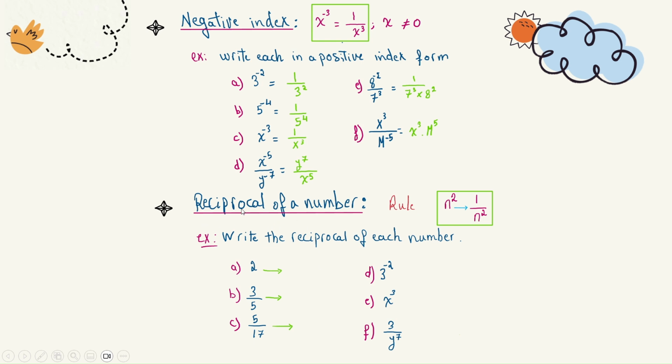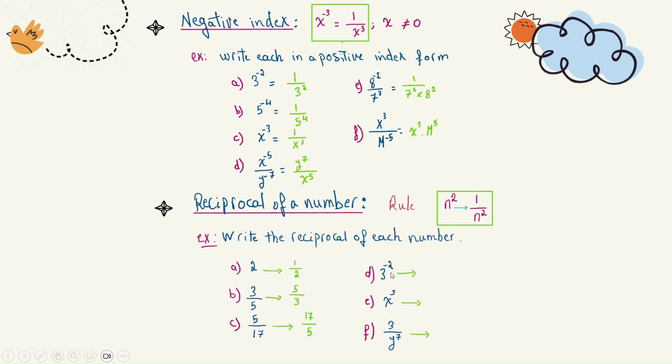We never touch the sign when we find the reciprocal. Again, we never touch the sign when we find the reciprocals. Let me put the arrows here. So in part A, 2, which is 2 over 1, just flip. So the answer here will be 1 over 2. The reciprocal of 3 over 5 is 5 over 3. Here 17 over 5, so it's easy, just flip.